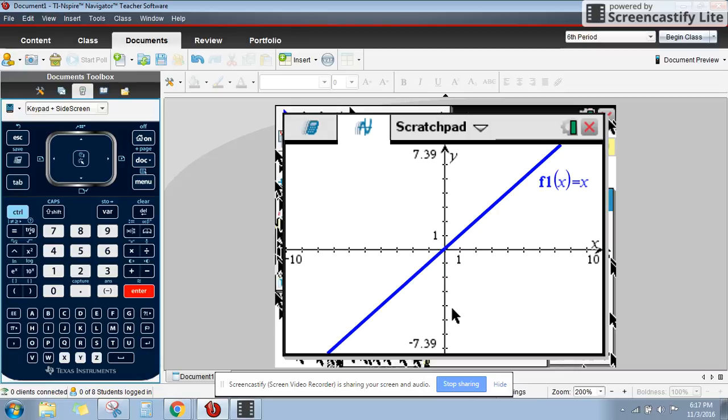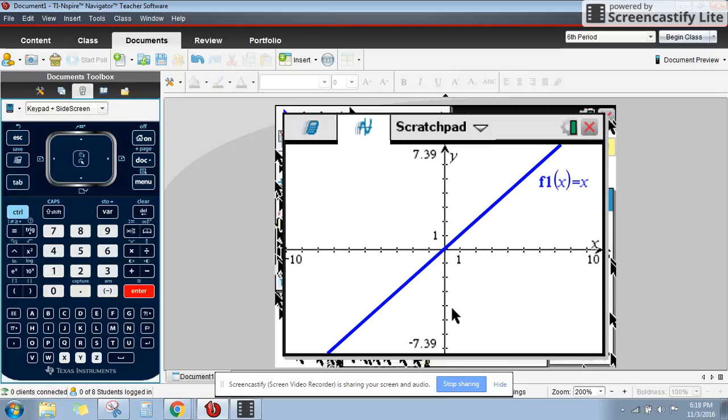And then in your fourth column, it says up or down from left to right. How are you reading that graph? Does it have a positive slope or a negative slope? Is it increasing? Is it decreasing? So in this case, my parent function is increasing, so it is going up. Then it says, is the steepness more or less or the same as y equals x? And so, of course, it's the same because it's y equals x.